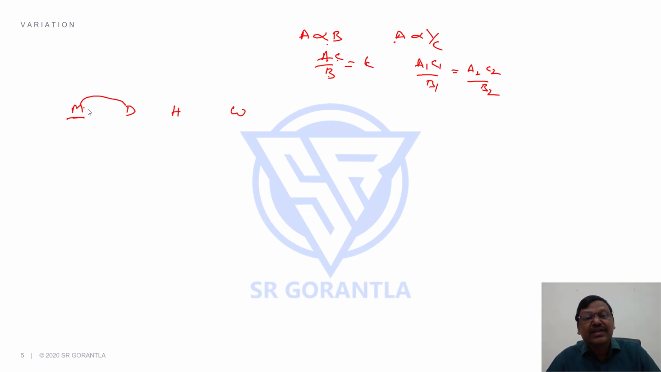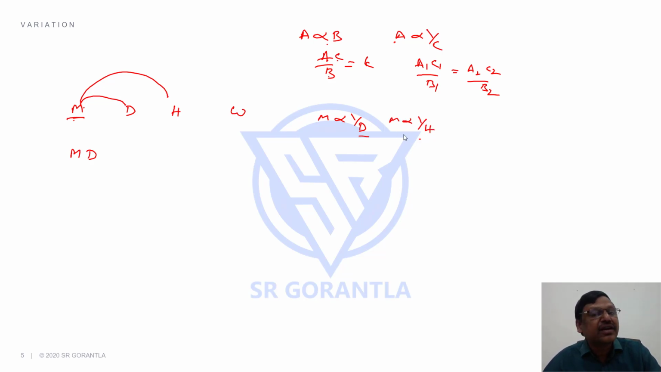More men they take less days, less men they take more days. It is inverse relation. M varies inversely with d. 1 by d I am writing means it's inverse relation. Hence what is constant? Product is constant, M into d. Men and hours per day. More men, you have to work less hours a day. Less people, you have to work more hours per day. So again it is inverse relation. Men and hours also is inverse relation.